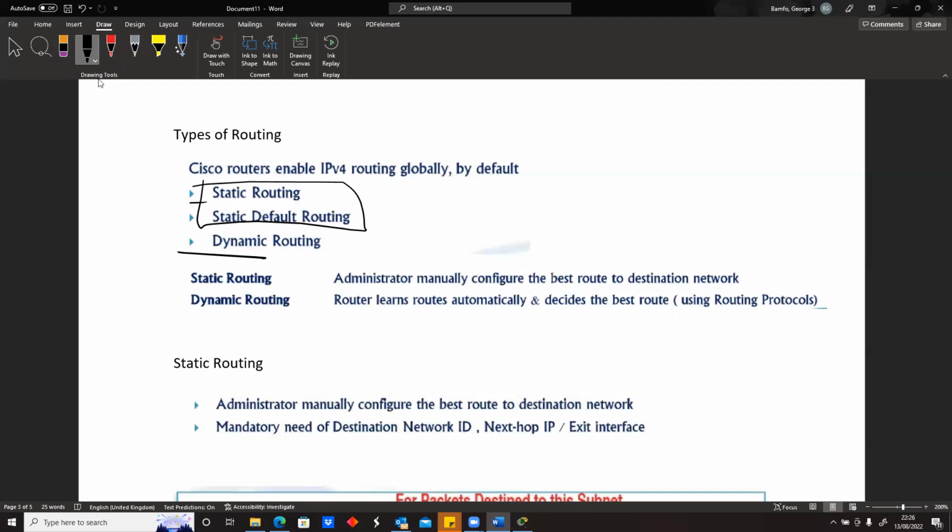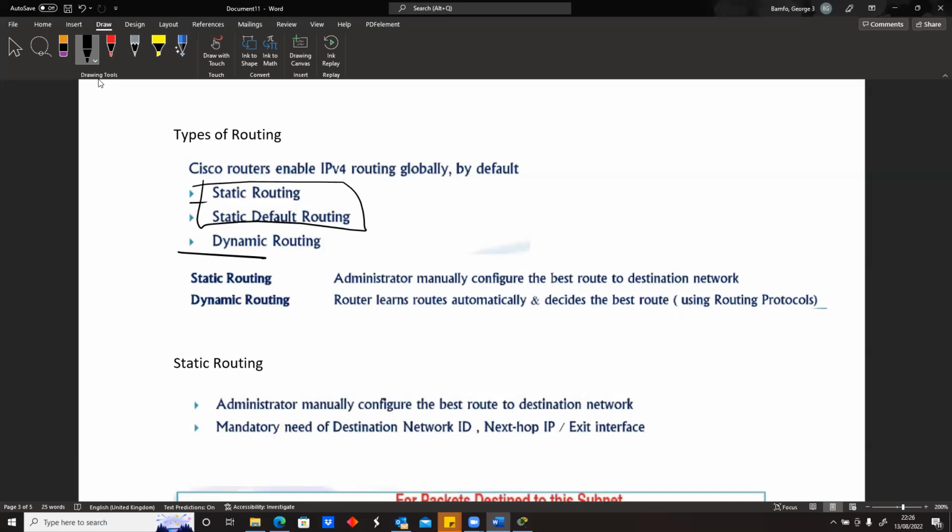So basically, with static routing, the network administrator has to go into each device and configure the best route to those destinations. Like we saw earlier on, you need to tell the device that, hey, if you want to get to this network, this is how you go, and this is what you do. And that's static routing.